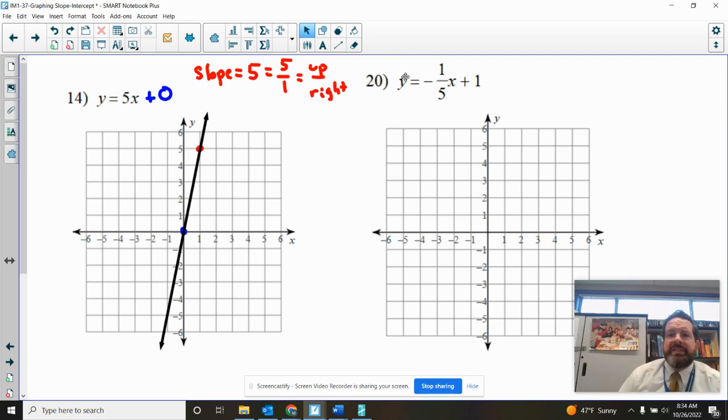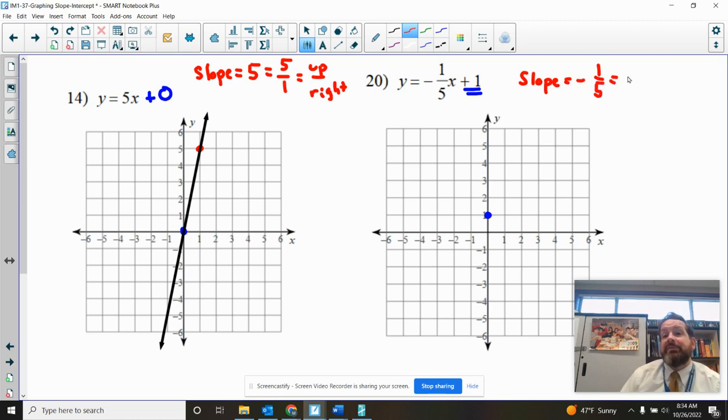Next up, let's do the same thing over here. This time, the starting point, the +1 on the back. So starting at a height of 1. And then use your slope number to tell you how to move.